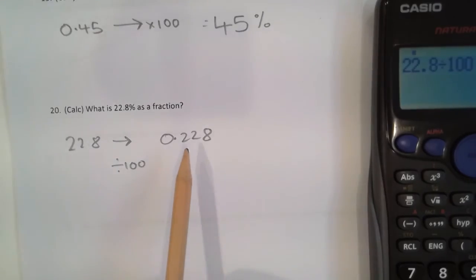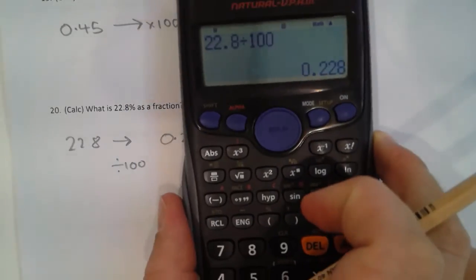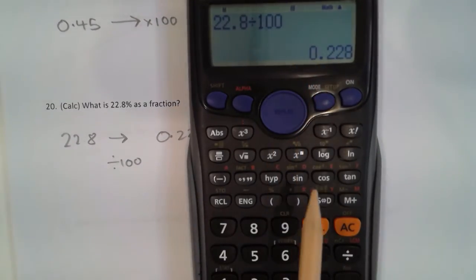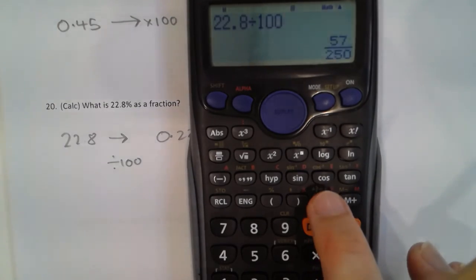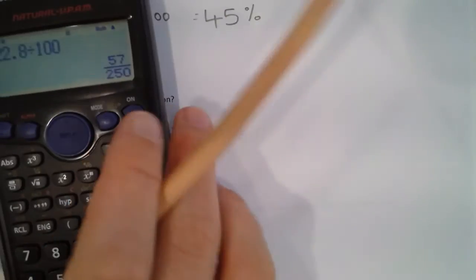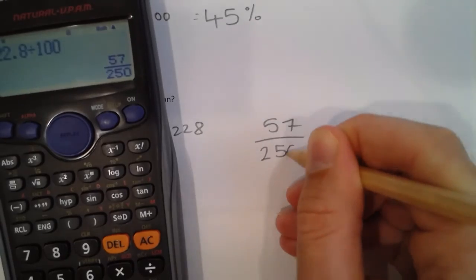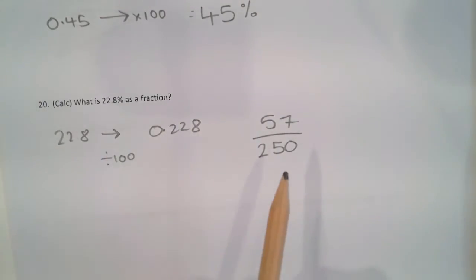So now we need to convert the decimal to a fraction. You press my favourite button on the calculator, which is now your favourite button on the calculator. You press that, look at that, there you go. So the answer is 57 out of 250. So we've converted a percentage to a fraction.